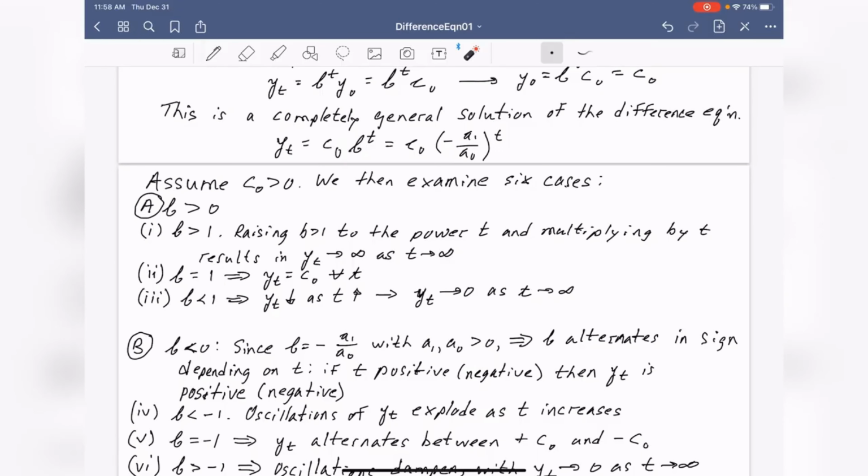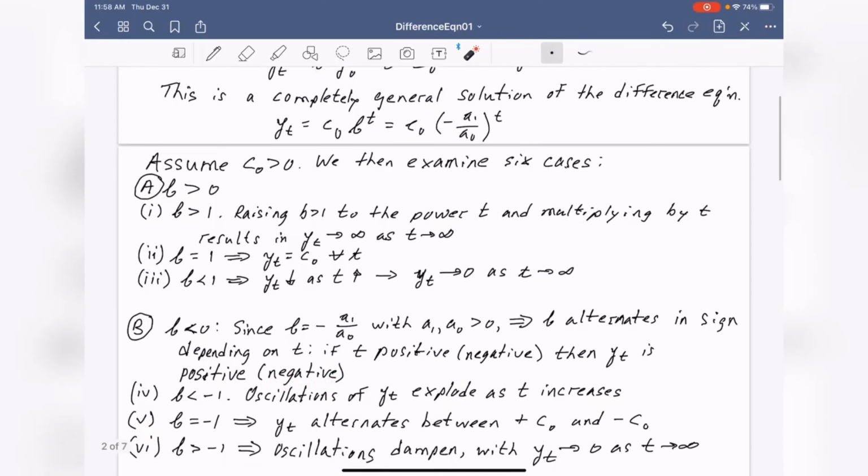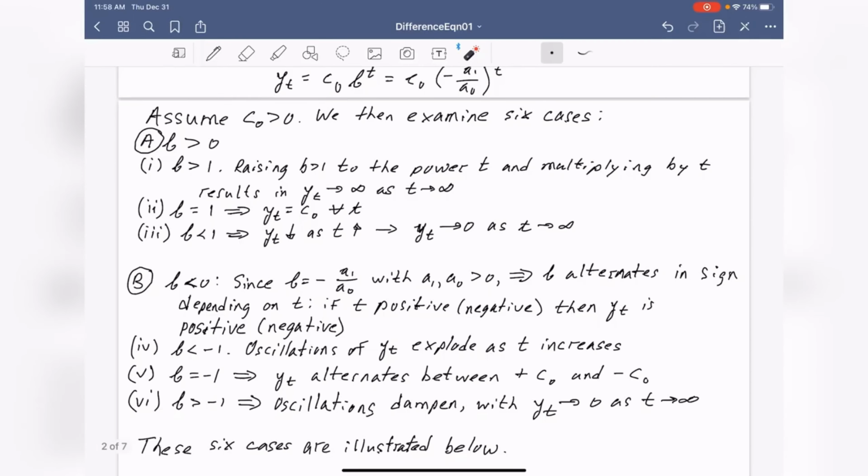Now the second set of cases has b less than 0. Since b is equal to minus a1 over a0, and a1 and a0 are both identified as being greater than 0, then b will alternate in sign depending on t. If t is even, then y_t is positive. If t is odd, then y_t is negative. So what happens is we get oscillations.